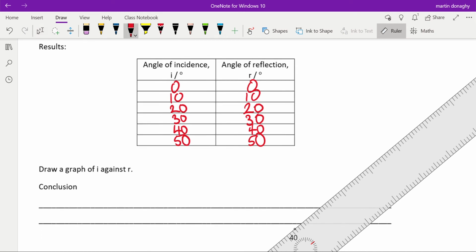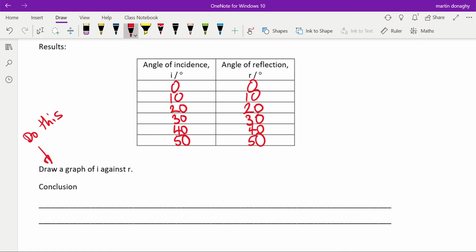But then what I want you to do is, if we can get some graph paper down to the hall, draw a graph of I against R. We need to practice strong graphs. We don't do enough of it in science in years 8 and 9. It's a big part of whatever GCSE science you end up doing. So this is quite an easy graph to do it with to begin with.